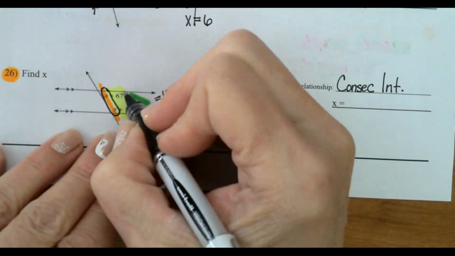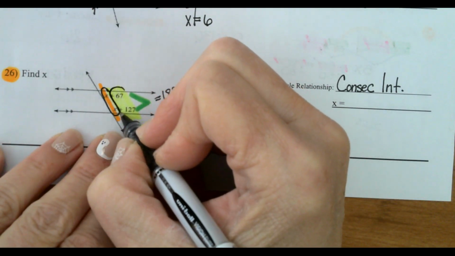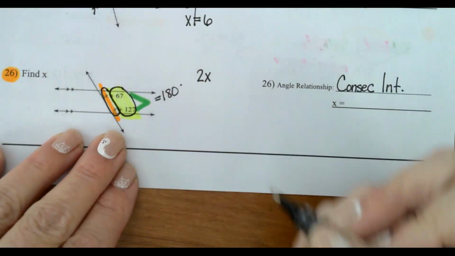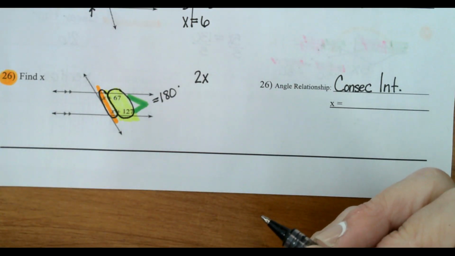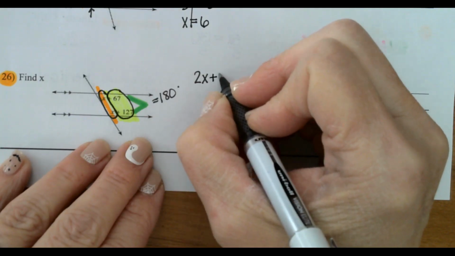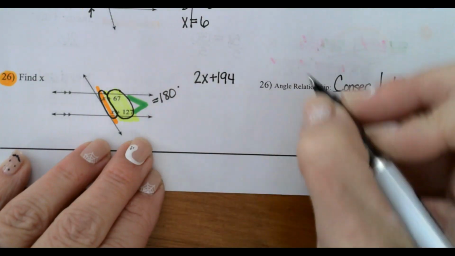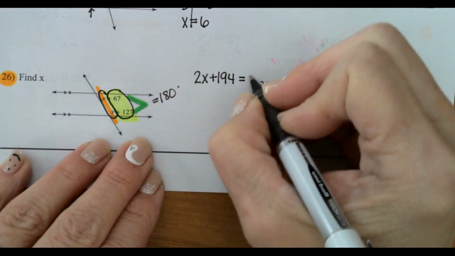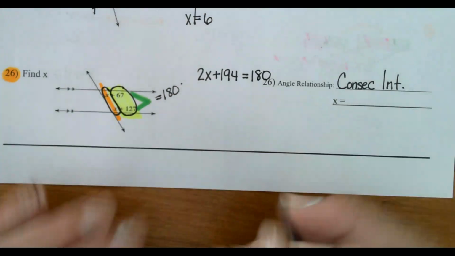I'm going to write down 2 x's. And then I have 67 and 127. You need to add that up in your calculator. What is it? 194. And then that all has to equal 180.